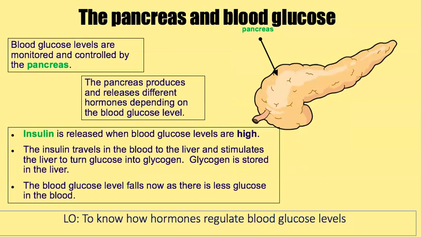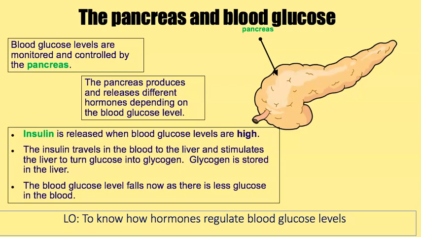Okay, next part then. So your blood glucose levels are actually monitored by your pancreas. So the pancreas is a gland in your body that monitors how much glucose you have in your blood. Now, depending on how much glucose is in your blood, depends on what your pancreas does.